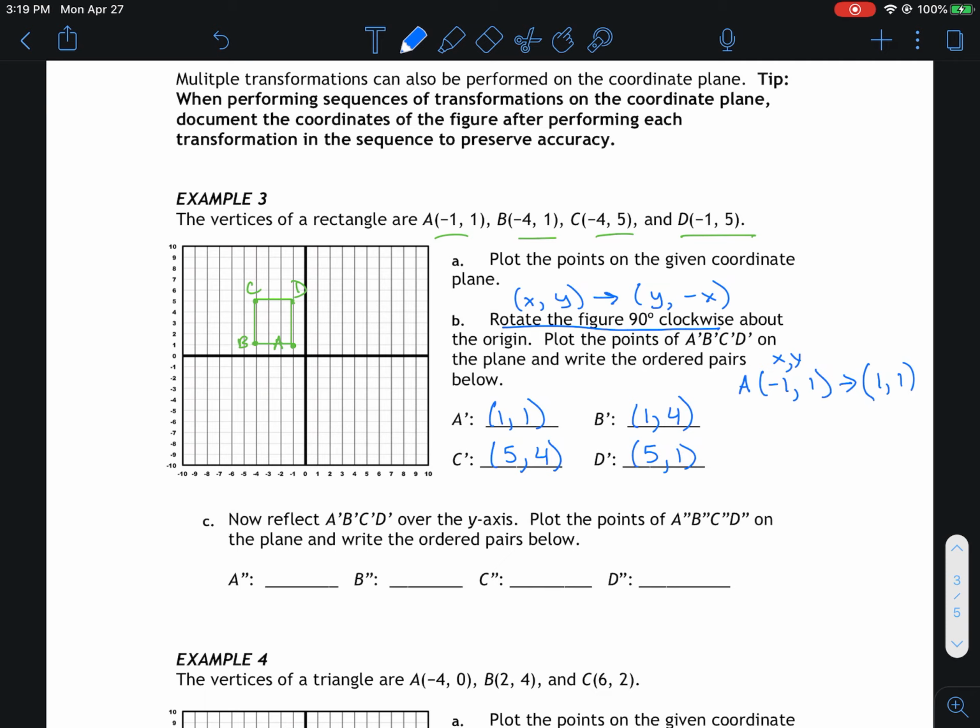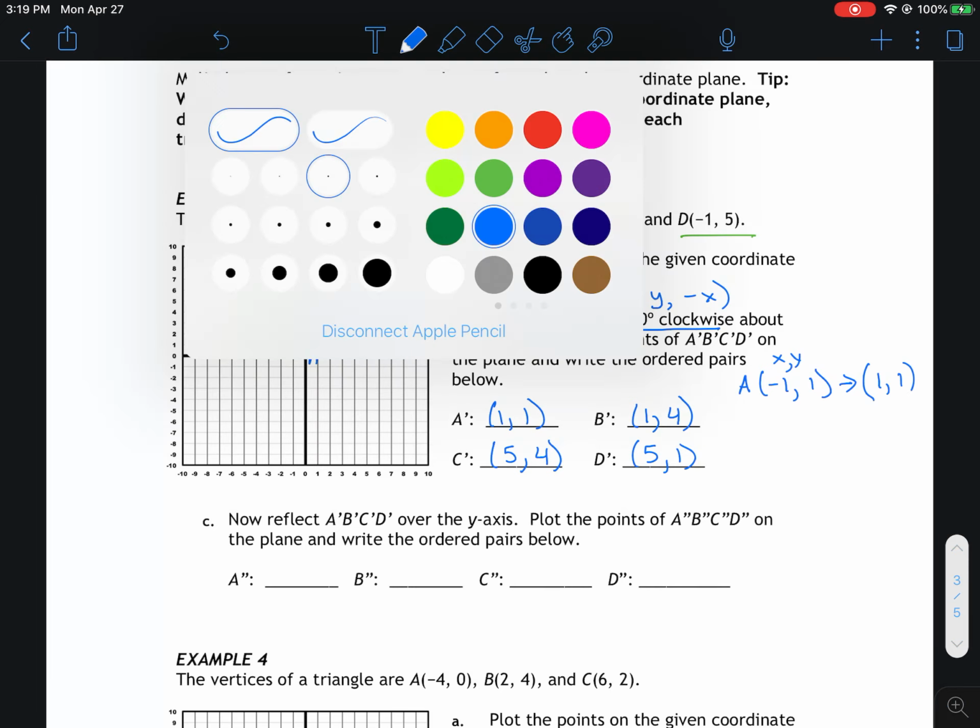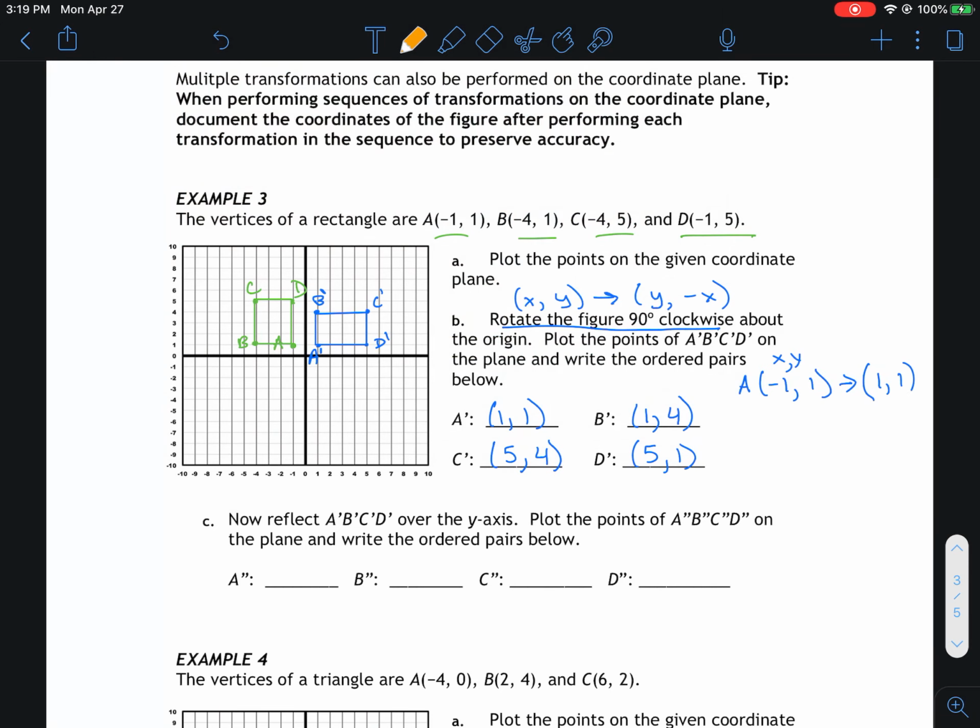So now I'm going to graph those. And (1, 1) is right here. We're going to call that A prime, or A1. B is at (1, 4). Letter C is at (5, 4). And letter D is at (5, 1). All right, so I'm just completing those. Oops, didn't connect it. There we go. All right, so now we have our rectangle.